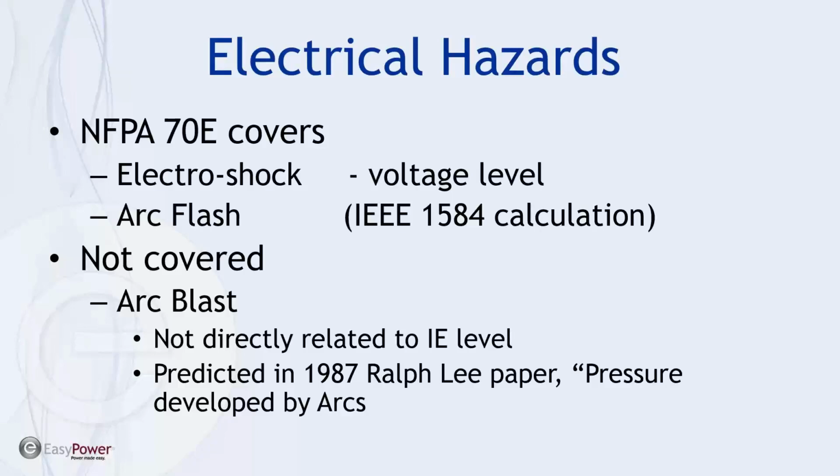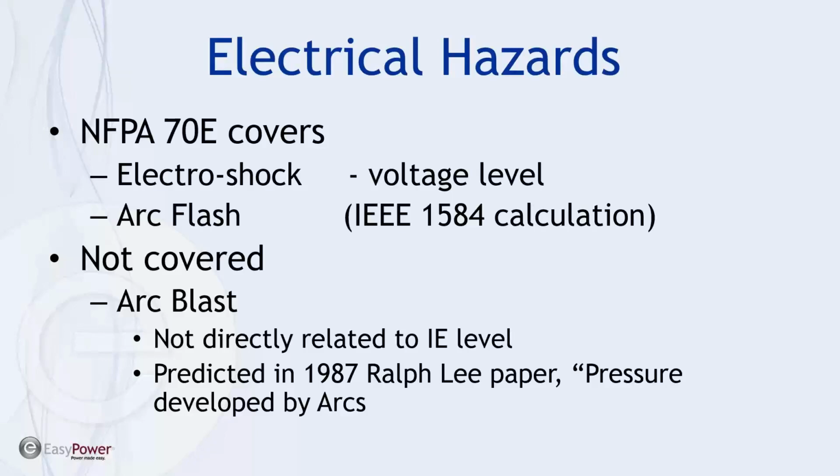It's more related to the available current, the arcing current, and then the distance from that explosion and how short the time is. The shorter the time required to dump that current into the fault, the higher the potential for an arc blast, or the more severity potentially as a result.